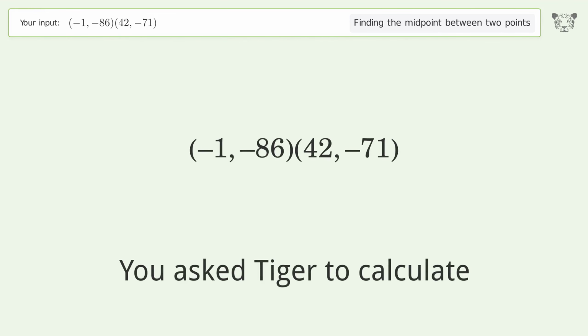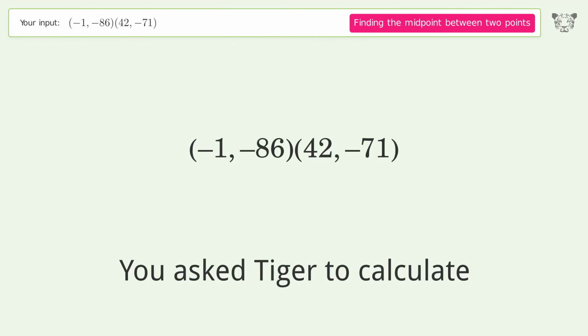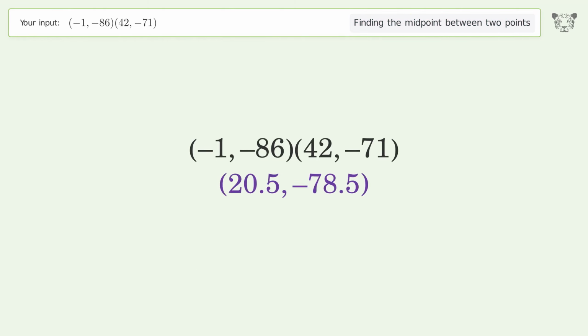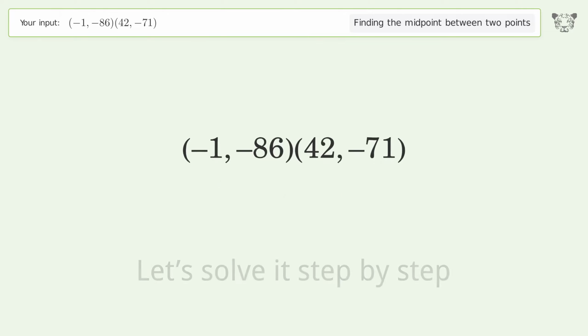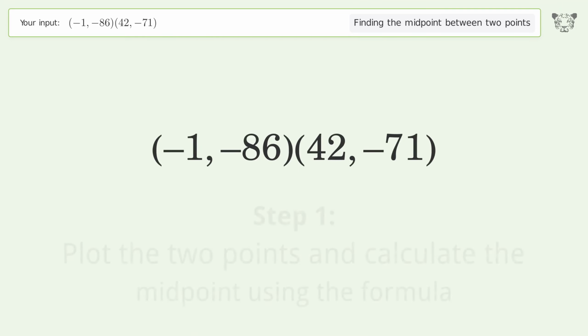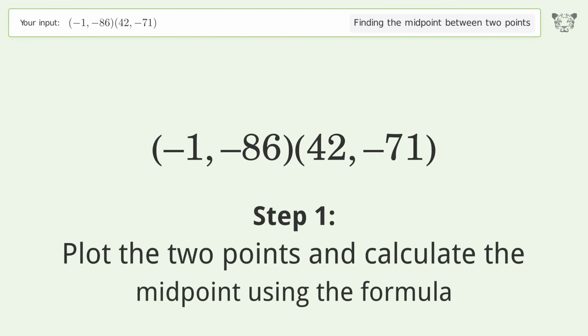You ask Tiger to calculate. This deals with finding the midpoint between 2 points. The midpoint between the 2 points is 20.5, negative 78.5. Let's solve it step by step. Plot the 2 points and calculate the midpoint using the formula.